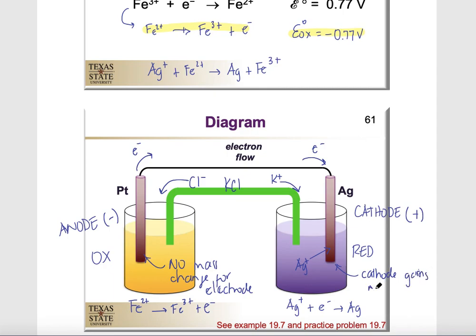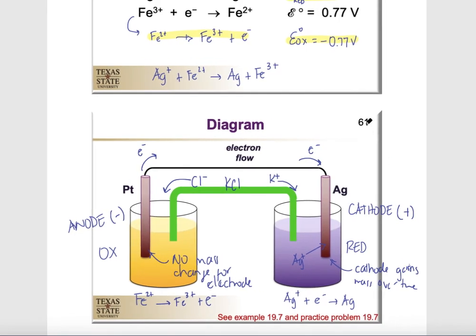mass over time. I think the pen doesn't want to write anymore. Gains mass. Yeah, you guys get it. I can barely write. All right. And it gains mass because silver ions are becoming solid silver. I recommend that you guys look at example 19.7 and practice problem 19.7 to get a little bit more practice on this topic.